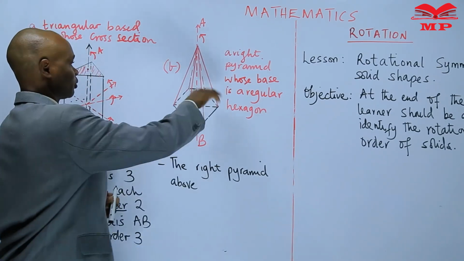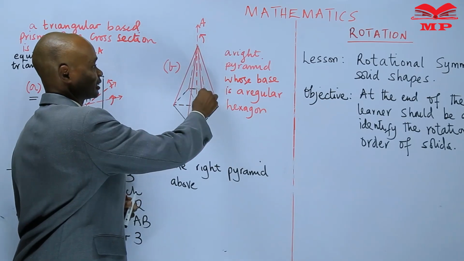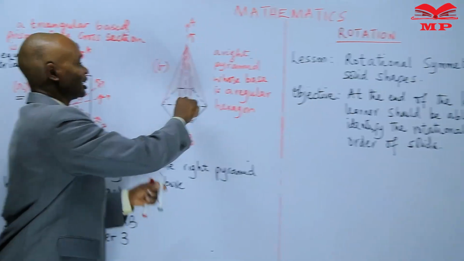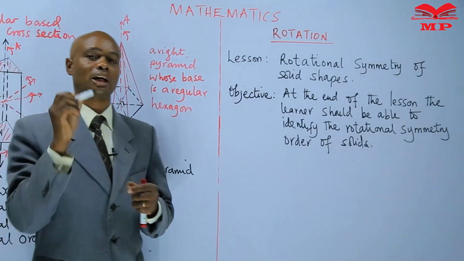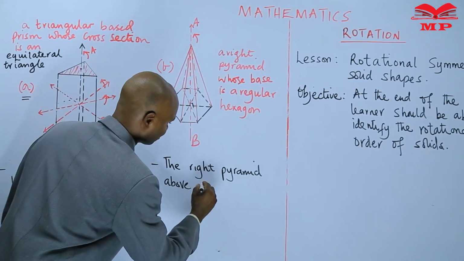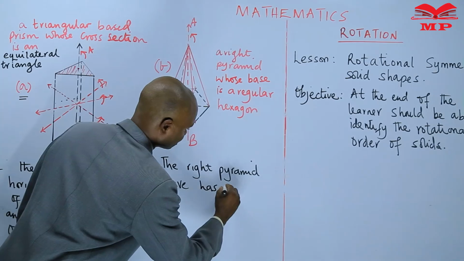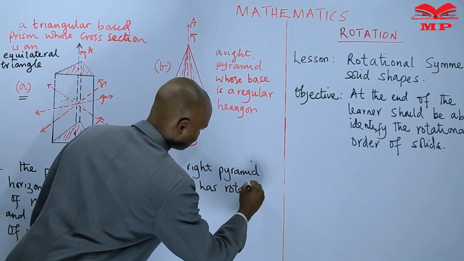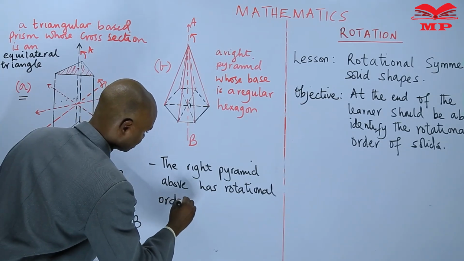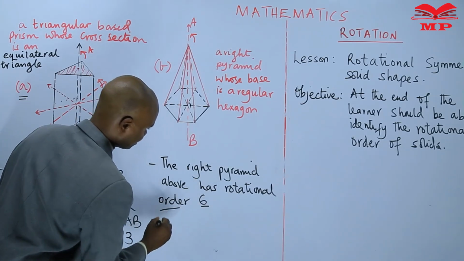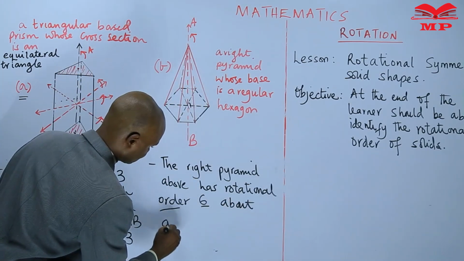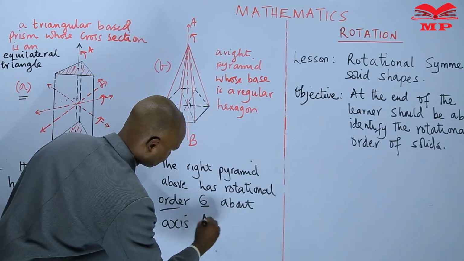So we go back to what is going to happen. If you rotate 60 degrees, like in the previous lesson, you'll find the hexagon will map onto itself. By the time it completes the 360 degrees, it would have mapped onto itself 6 times. So you can say the right pyramid above has rotational order 6 about axis AB.